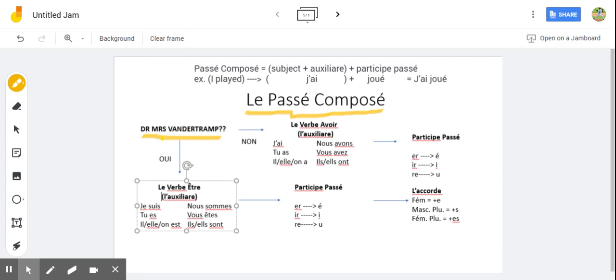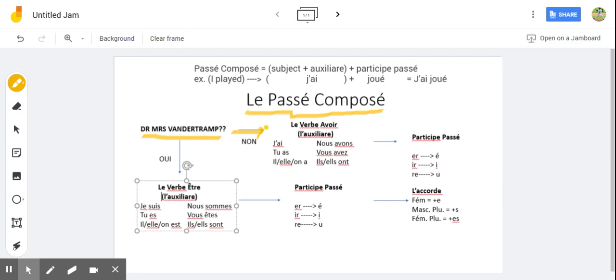But if that verb is a Dr. Mrs. Vandertramp, we are going to go yes, and then we're going to follow these steps here, okay? For this lesson, though, we are just going to focus on verbs that are not Dr. Mrs. Vandertramp. So they would not be on our list of Dr. Mrs. Vandertramp verbs. So we are following the arrows to the no side, okay? So for example, let's use the verb visit. The V in Dr. Mrs. Vandertramp is for the verb venir. So the V is not Dr. Mrs. Vandertramp. So I would be on the no side here.